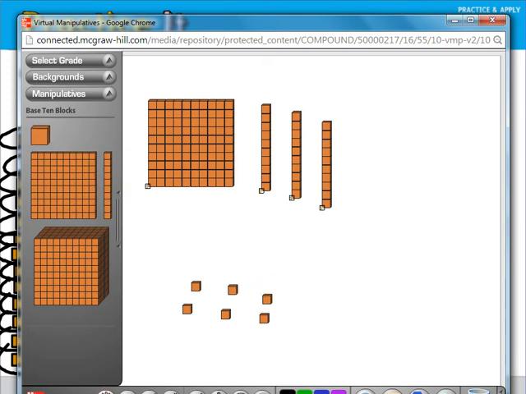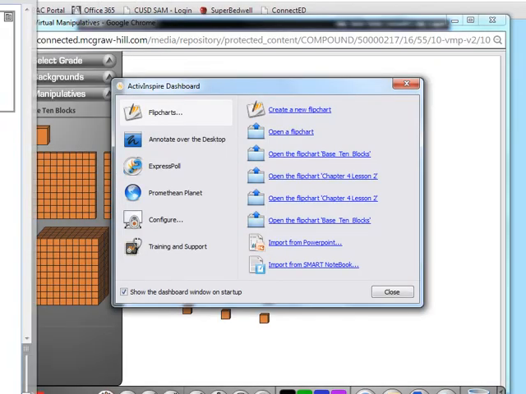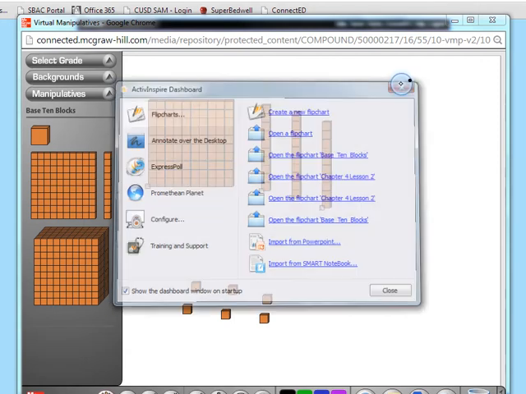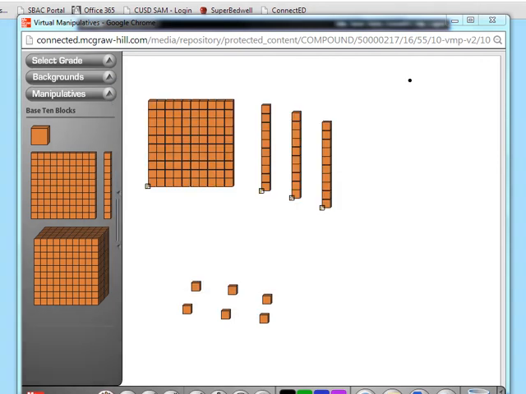So now I have 6. Okay? Now I'm working on the problem, 136 divided by 17. Okay, so it's 136 divided by 17.